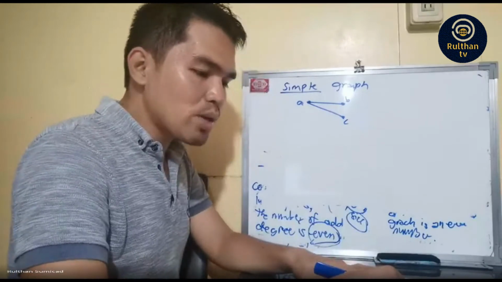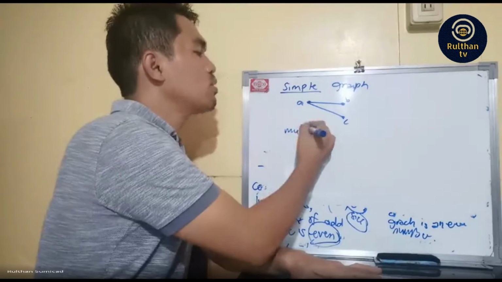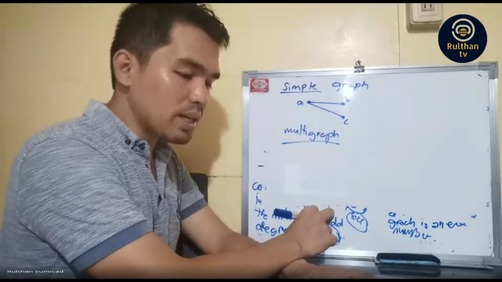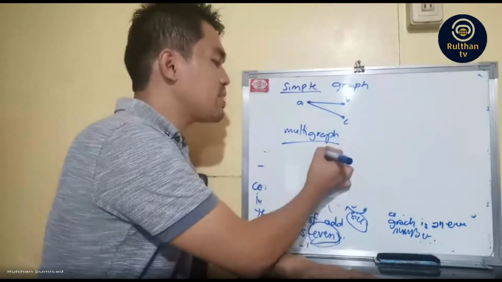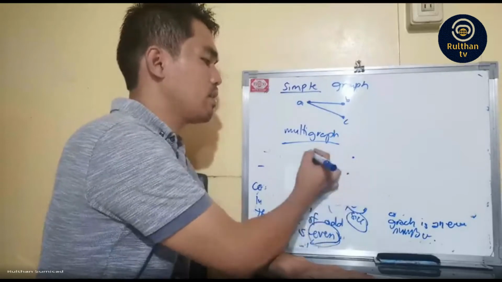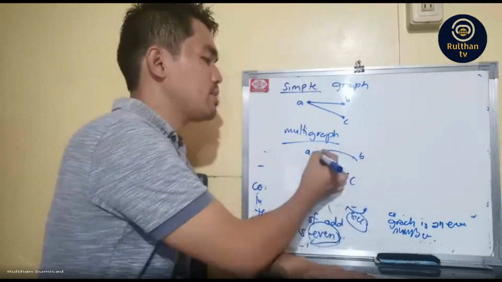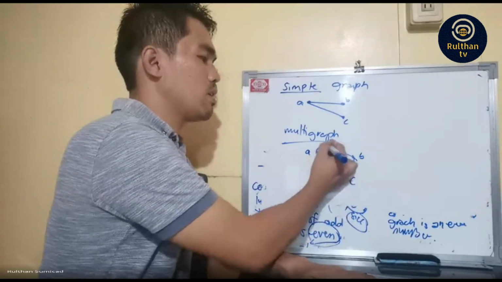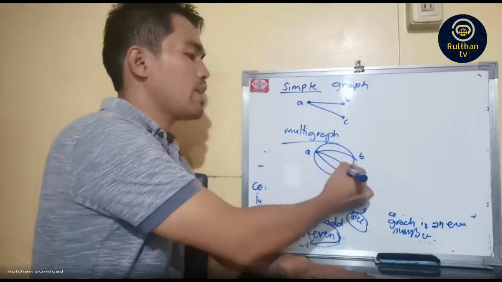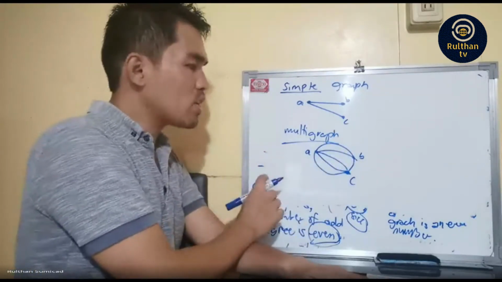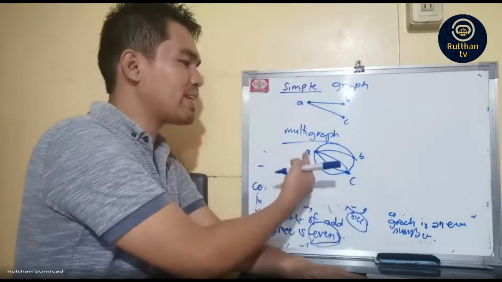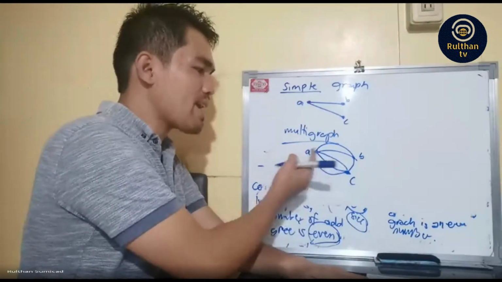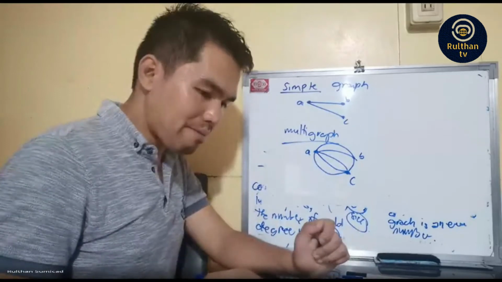Another type of graph is a multi-graph. A multi-graph is basically a graph with multiple edges. That's why it's called a multi-graph. An example is a graph like this: A, B, C. This is an example of a multi-graph because we have several edges that connect vertex A to B, as much as we have several edges that connect vertex A and C. That's why it's an example of a multi-graph.